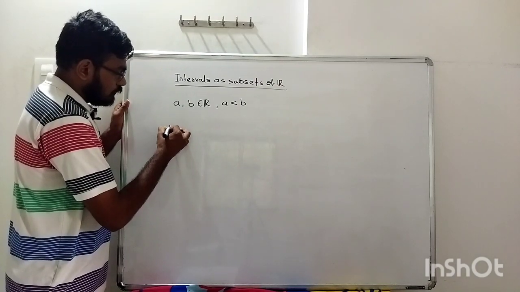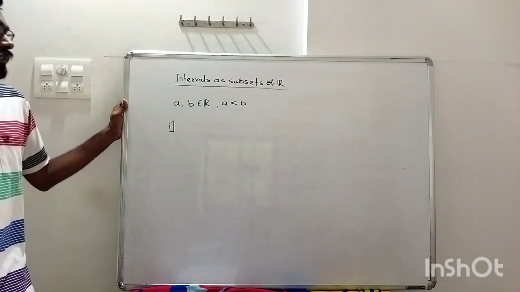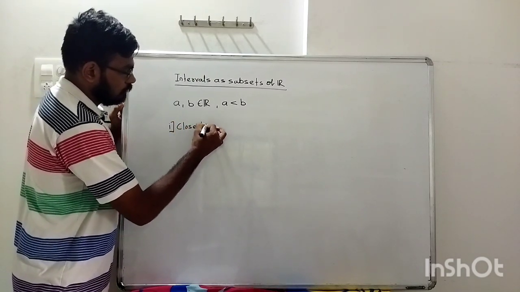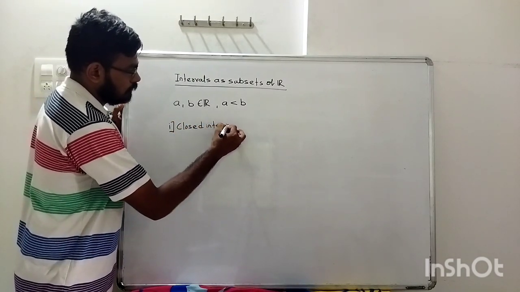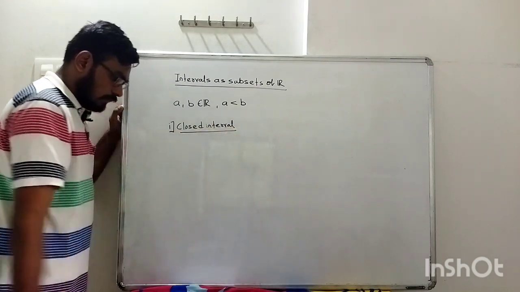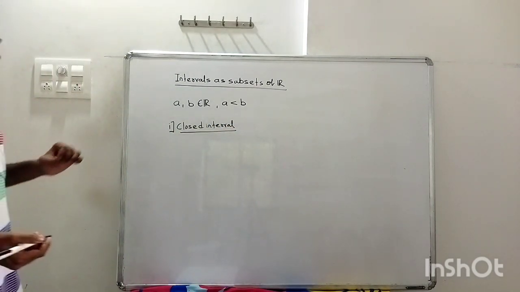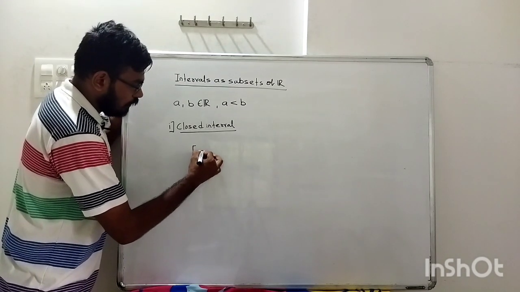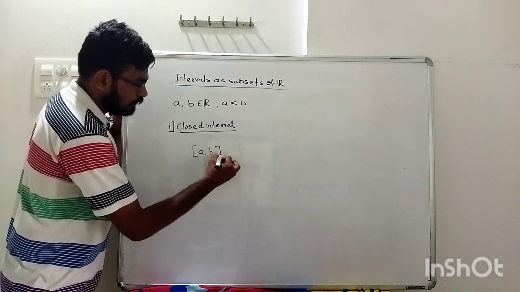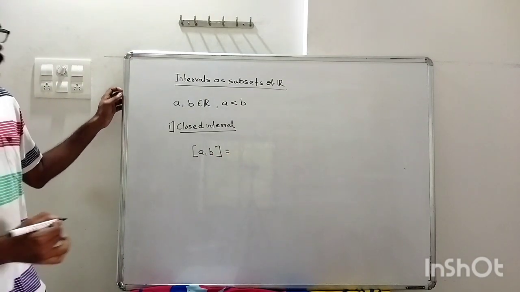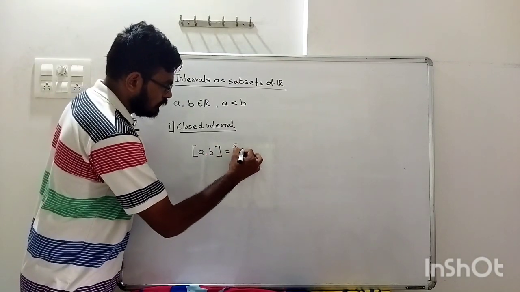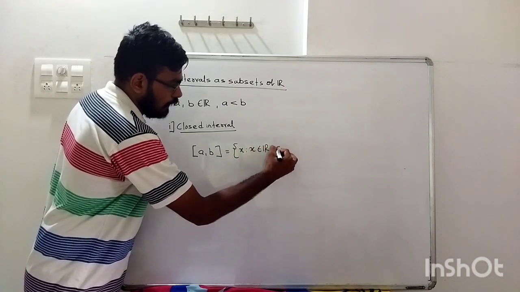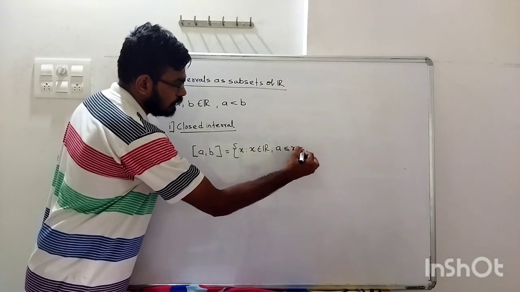So first one, closed interval. Closed interval [a, b] is equal to {x such that x belongs to R and a less than or equal to x less than or equal to b}.